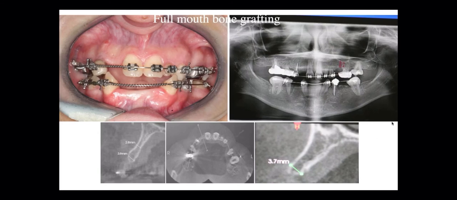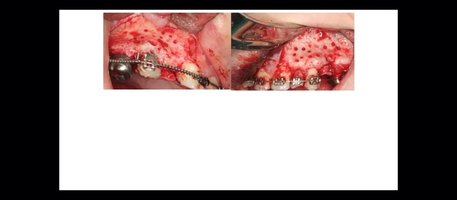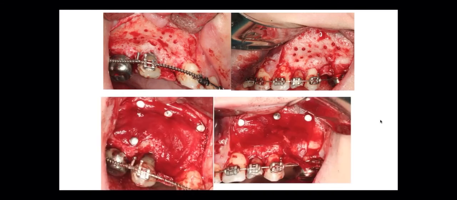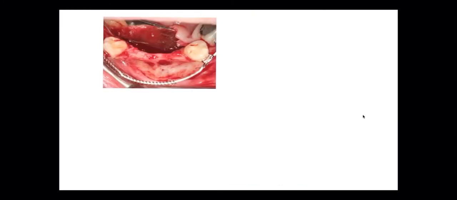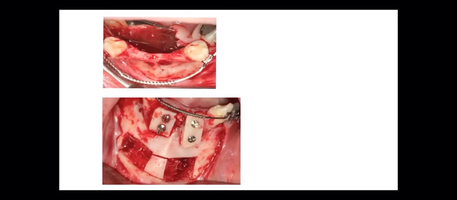So the decision in this case was to do regeneration in the lower anterior area, lower right area, upper left area, and upper right area. This is the upper right and the upper left. The decision here was to do guided bone regeneration, and this is what was done. This is the upper left, and this is the upper right. As for the lower part, like the case before, we used the same area to remove onlay block grafts. So we removed onlay block grafts from the chin area and we placed them in the areas where our implants will be.